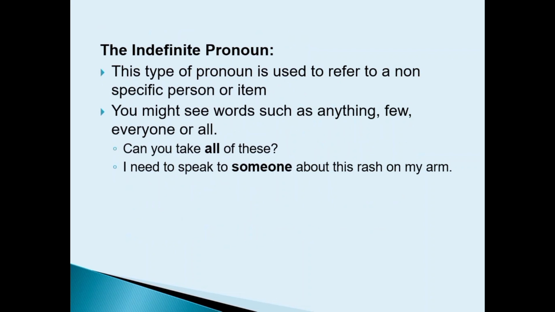The indefinite pronoun. This type of pronoun is used to refer to a non-specific person or item. You might see words such as anything, few, everyone, or all. For example, can you take all of these? I need to speak to someone about this rash on my arm. In these sentences, all and someone are indefinite pronouns.